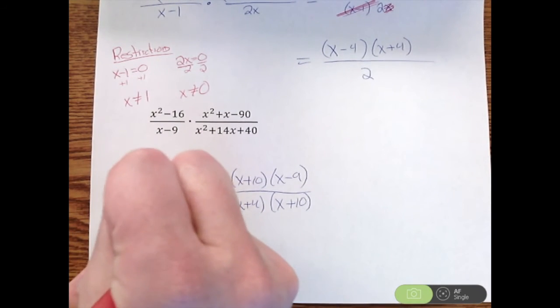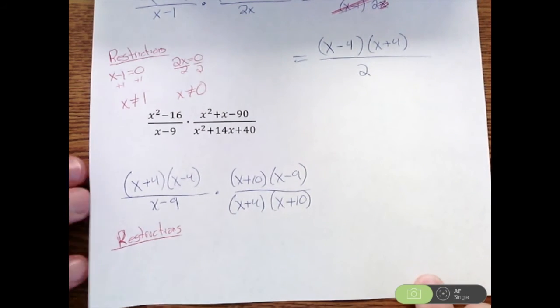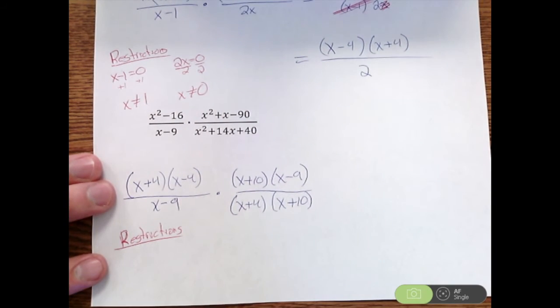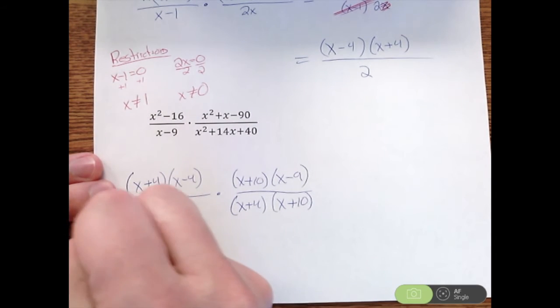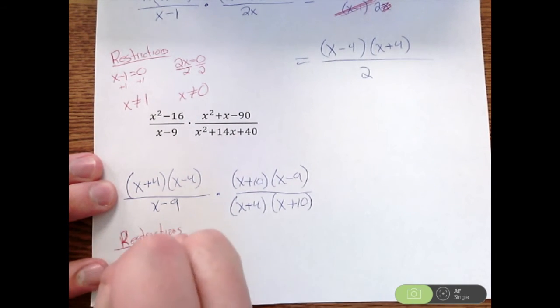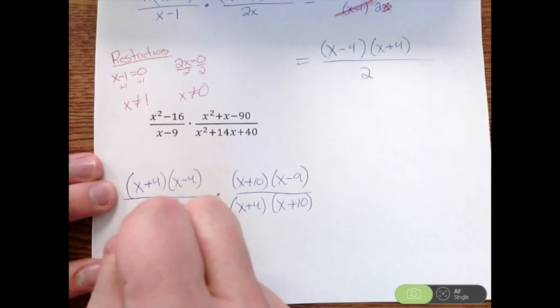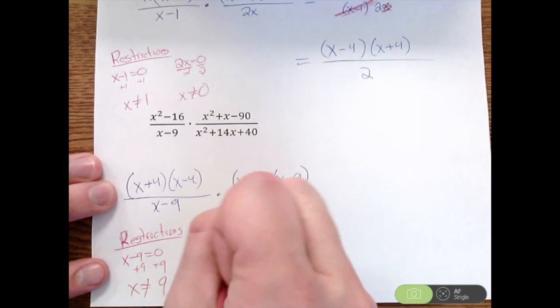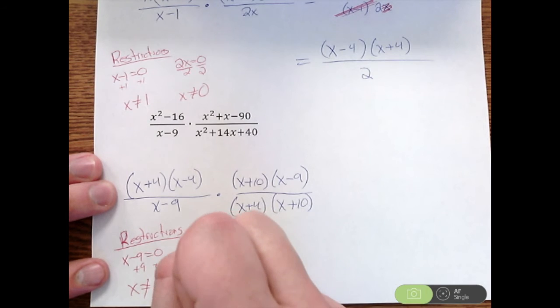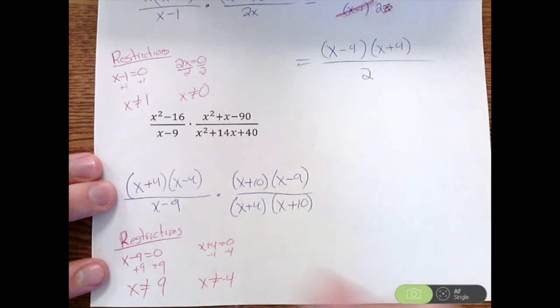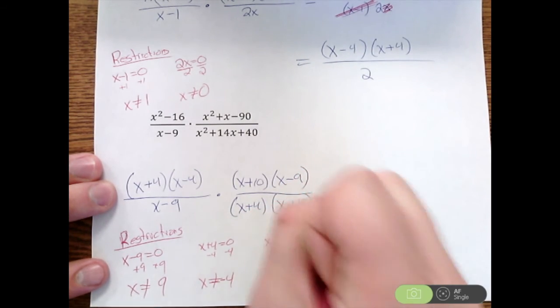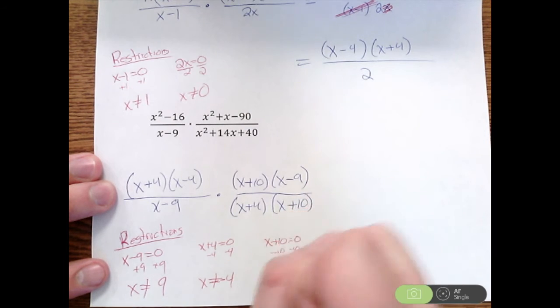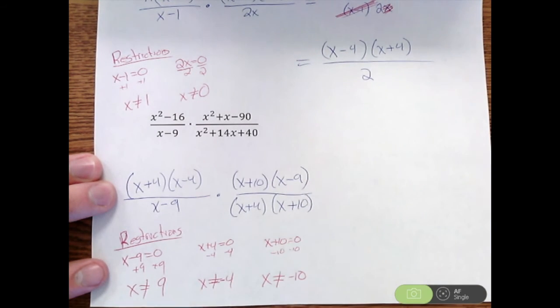Again, restrictions, we cannot have a denominator of 0. So I'm going to take all the factors of my denominators, set them equal to 0 and solve. So x minus 9 is equal to 0. We get x cannot be 9. So there's one restriction. Take this x plus 4 equal to 0. Subtract 4, subtract 4. x cannot be negative 4. Take that x plus 10 equal to 0. Solve that. Minus 10, minus 10. x cannot be negative 10. So there's my three restrictions.